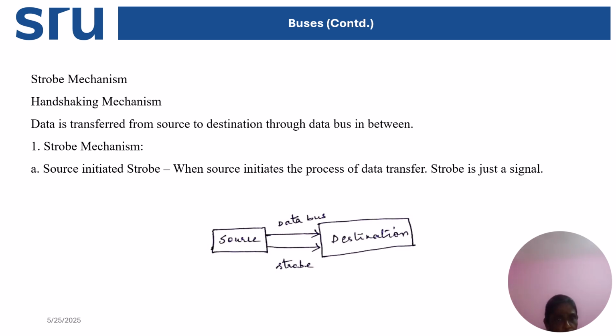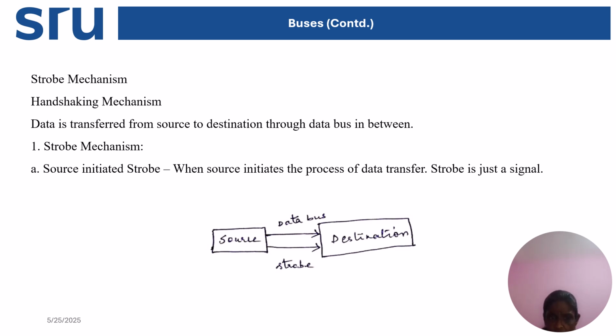Number one, strobe mechanism. In the strobe mechanism, there are two cases. Number one, source initiated strobe, and number two, destination initiated strobe. In these two cases, how is the signal getting started to initiate the data transfer?